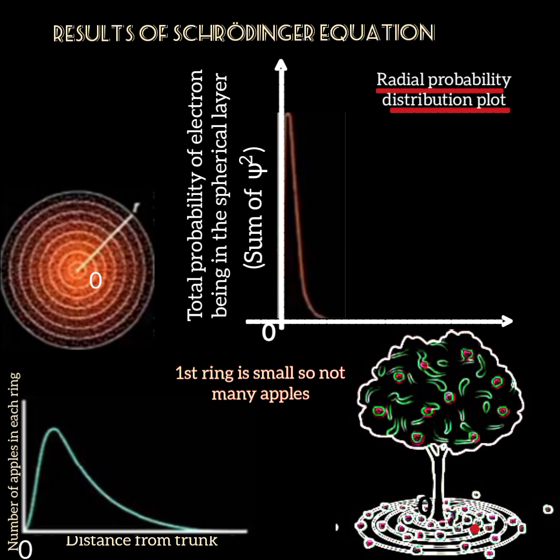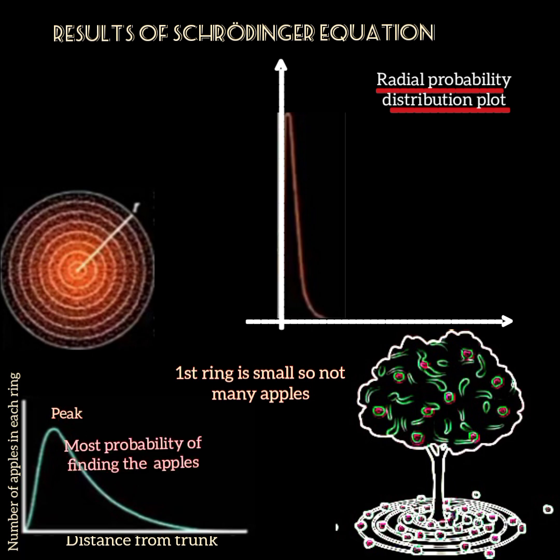Further and further away, the ring goes bigger, so the number of apples in each ring would be many. So the plot reaches a peak. The peak tells the most probability of finding the apples, and this peak is the most probability of finding the electron.